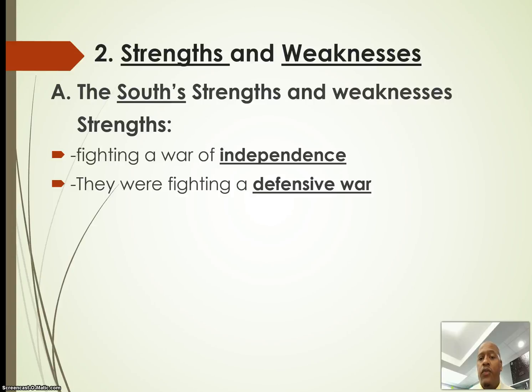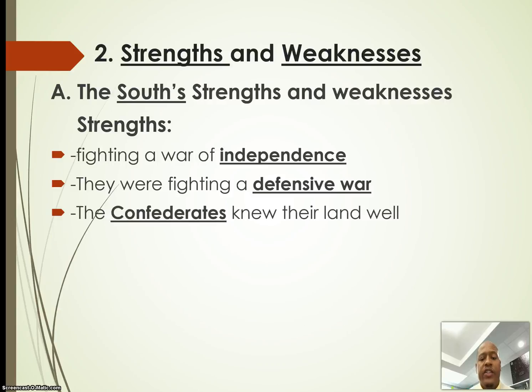Secondly, they were fighting a defensive war. The Union Army had to come to the South in order to engage them, and so they knew the territory and the terrain, and that gave them a strategic advantage as well.